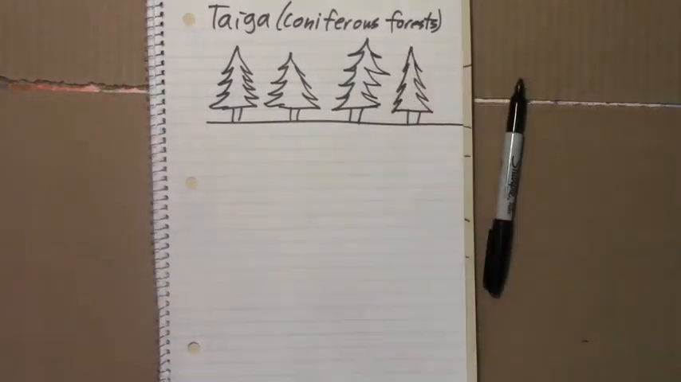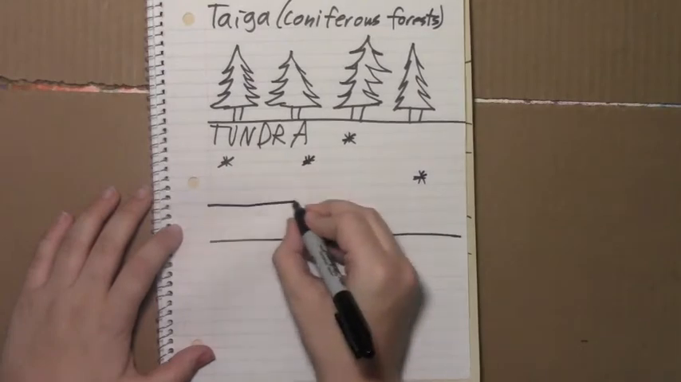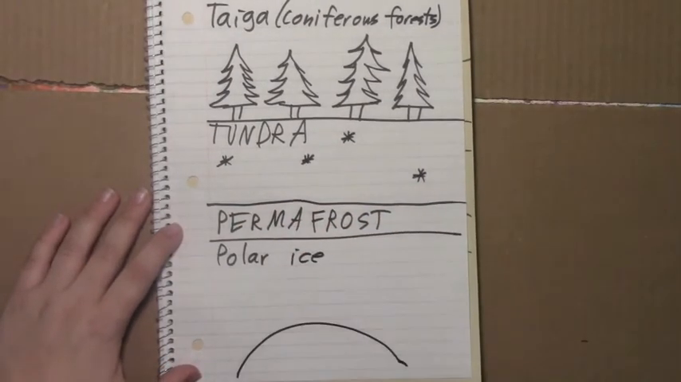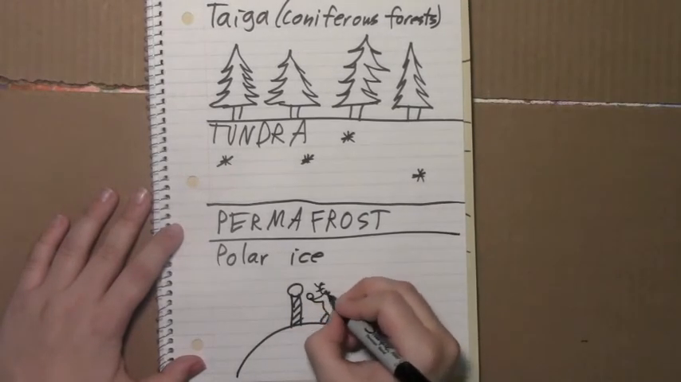The tundra is in the Arctic between the taiga and the polar ice, with little precipitation, like a desert, and is characterized by permafrost, or permanently frozen subsoil. Finally, polar ice is at the Arctic and Antarctica, with very little precipitation and is extremely cold year-round.